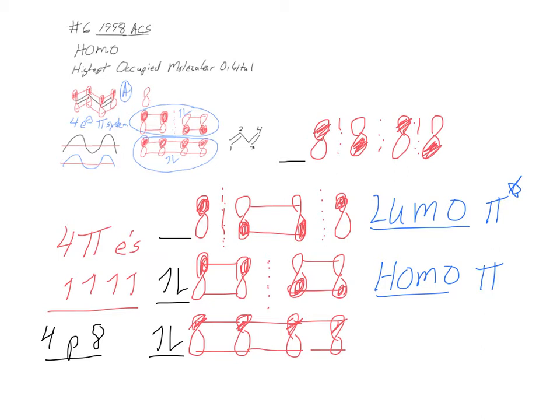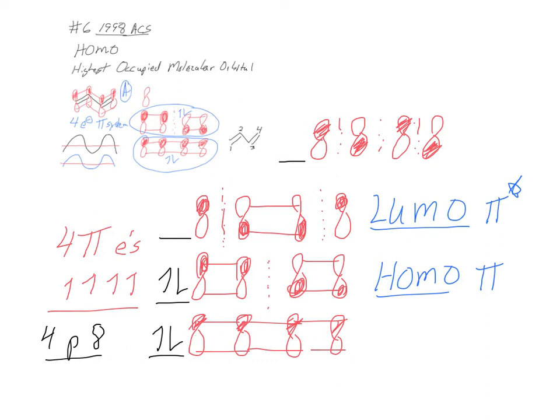So if we start off with 4 p orbitals, how many molecular orbitals must we end up with? 4. 4 go in, 4 come out, right? Remember we did hybridization, it's the same idea. We took s and 3 p's and made 4 sp3s. You took 4 atomic orbitals and made 4 molecular orbitals. So same idea here. We're taking 4 p orbitals and we're going to make 4 molecular orbitals. All right? We have 4 electrons.